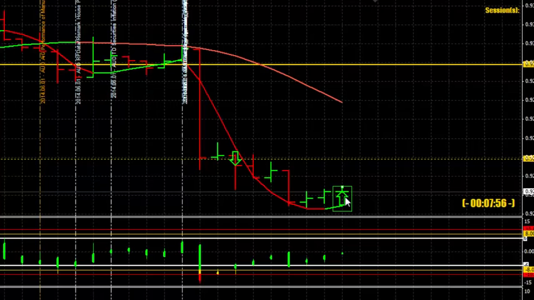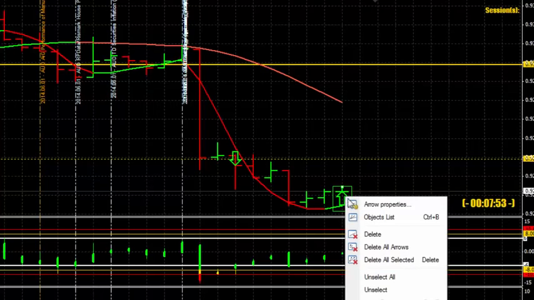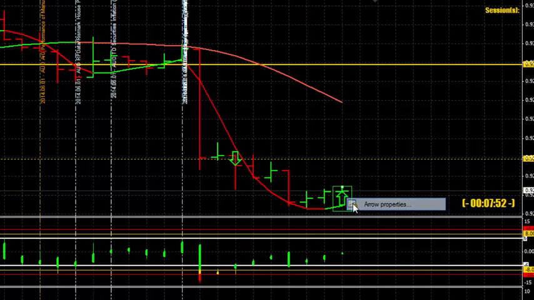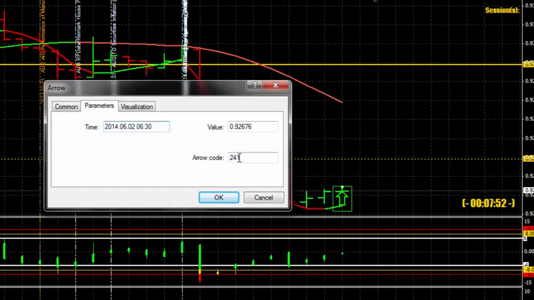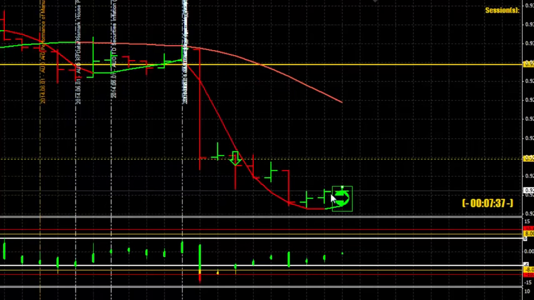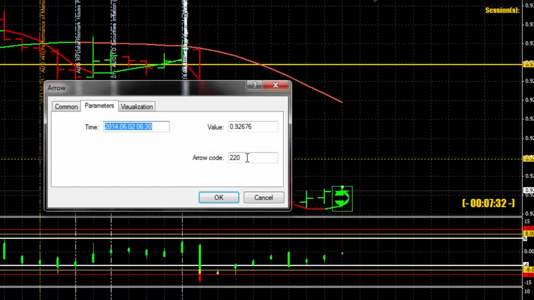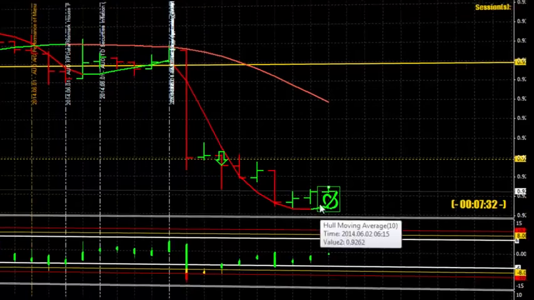So just as a cool little thing I found, you can go to arrow properties. If you draw an arrow on your chart and change the arrow code to any number, say between 100 and 250, you can get a unique little icon. So I just found that was pretty neat, changing around the arrow code. Okay, we'll come back and see how this trade worked out.